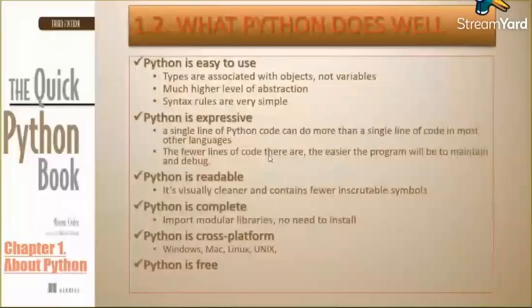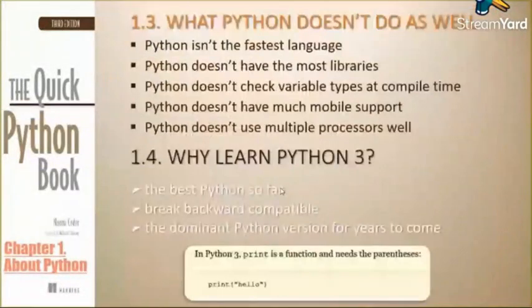Python is readable. There is no ending semicolon or curly brackets delimiting the blocks of code. Python is complete because it has libraries that you can import just by the import statement. You don't need to install any extra library. As we said, Python is cross-platform and also free. What doesn't Python do as well? It is true that Python is not the fastest or the vastest language there is, but we love it anyway, despite its flaws.